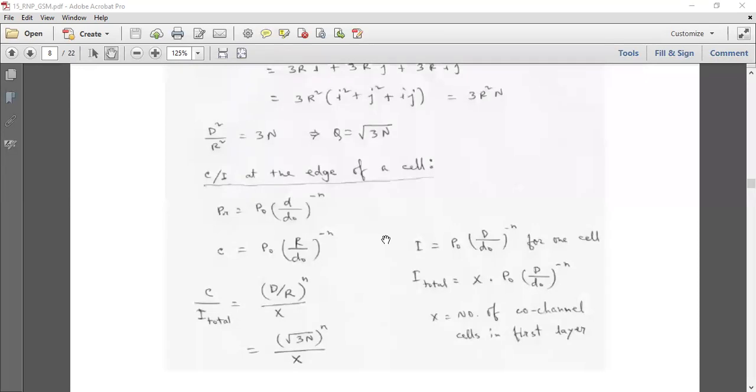Now, the SINR at the edge of the cell can be calculated this way. It is also called carrier to interference ratio. The terms CINR, SINR, C by I are sometimes used interchangeably, but they have some strict meanings too. Let me try to write down the strict meanings.